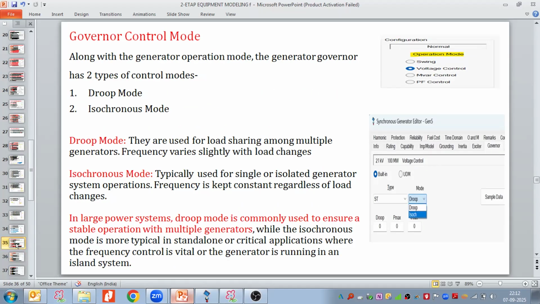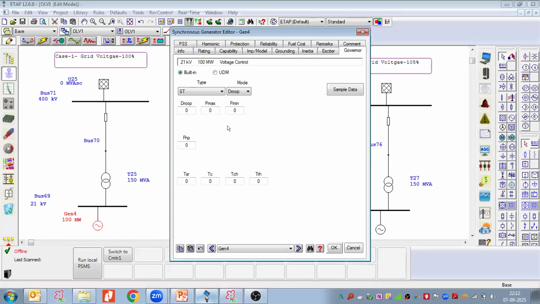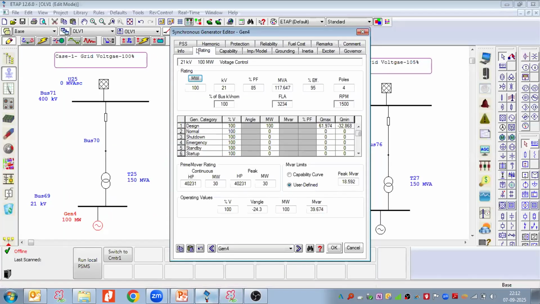Okay, so that's all about the generator modeling with respect to the load flow analysis and the short circuit analysis as well. So am I clear with this rating, how to define the generator? Sir, how can we put the Q minimum and Q max value by seeing the capability curve?